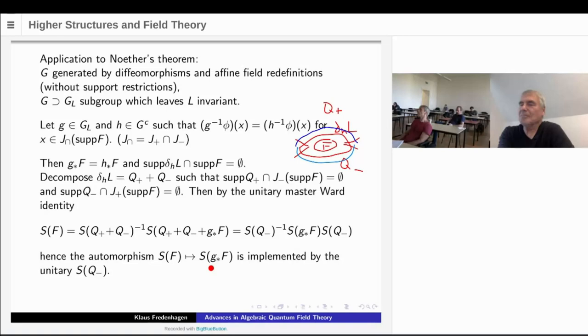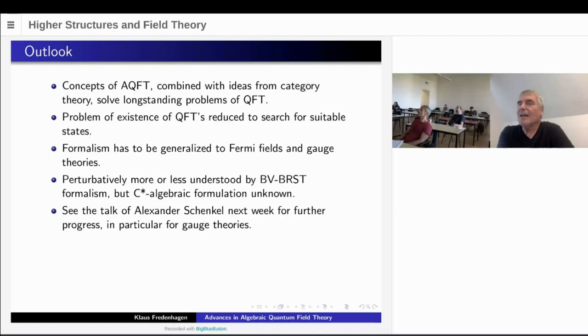Okay, let me end with some remarks, some outlook. So I tried to describe how concepts of algebraic quantum field theory combined with ideas from category theory solve long-standing problems of quantum field theory. So maybe the most important part of this is the solution of the renormalization for quantum field theories on curved space-time. But there are other things which can also be treated in this framework and which could not be treated in other frameworks.